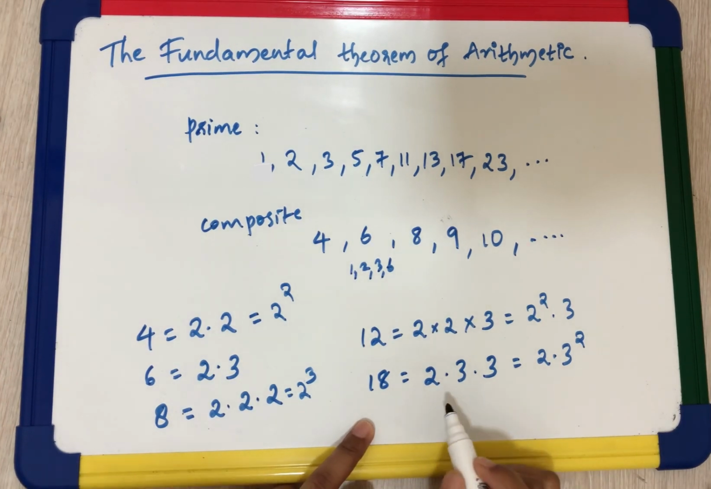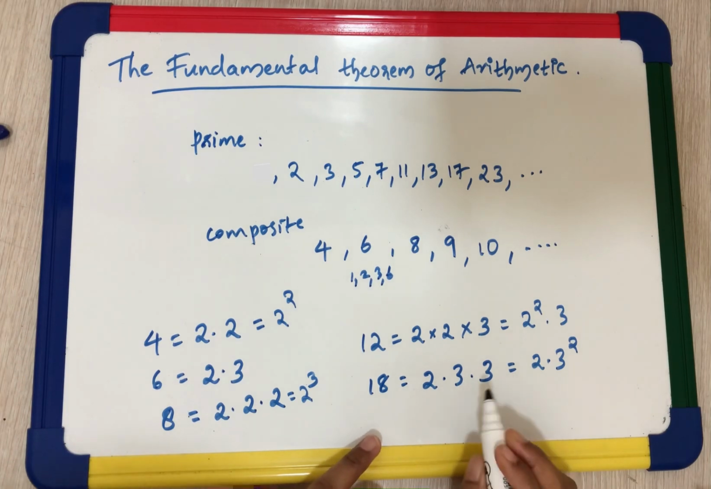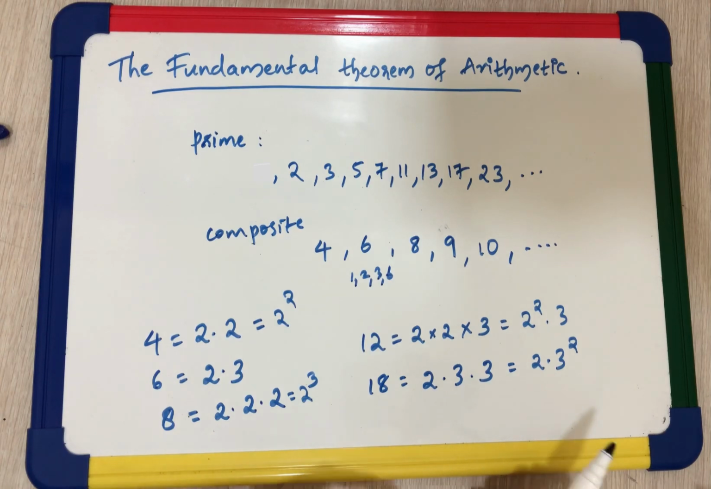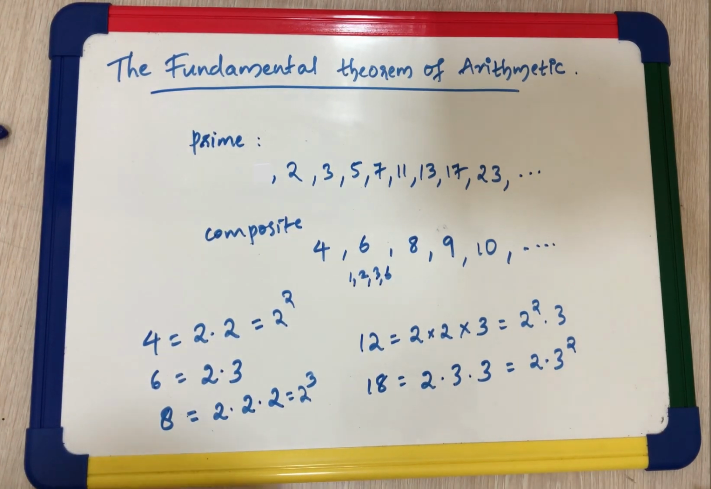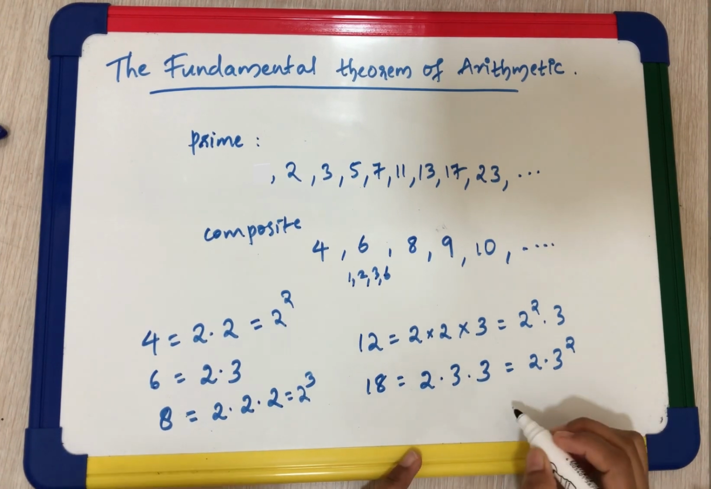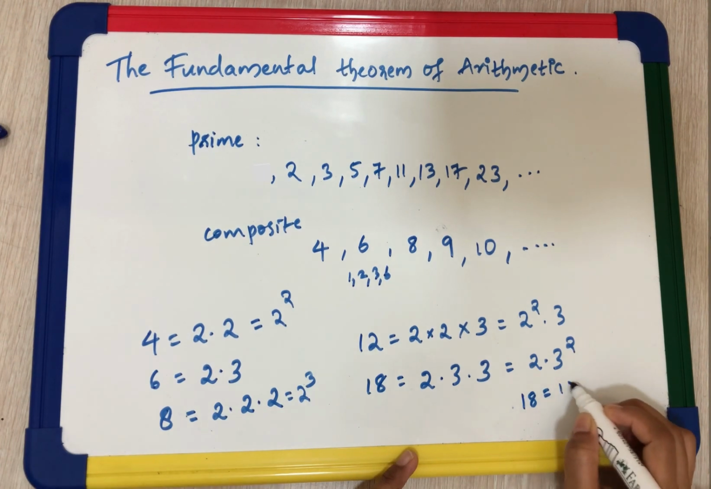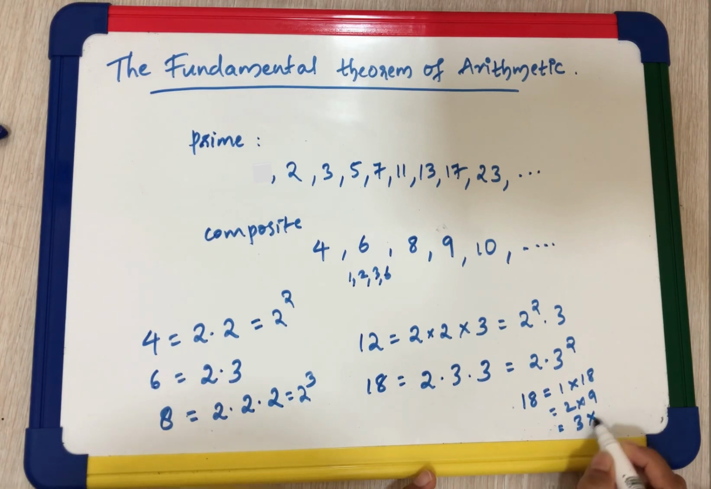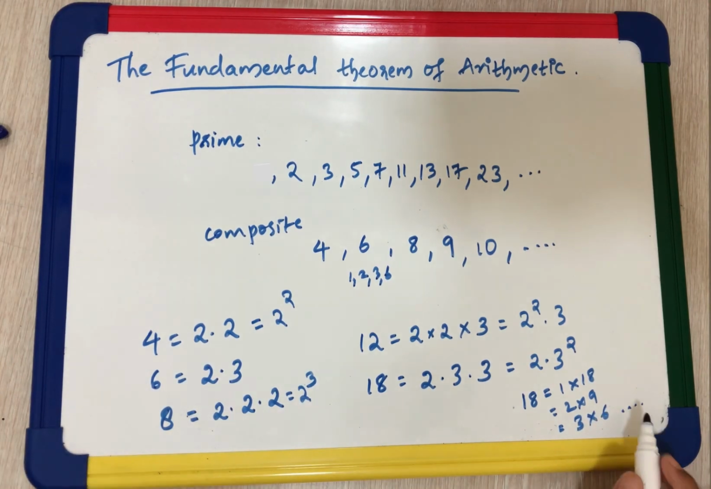Here see, the only prime factors involved in the factorization of 18 are 2 and 3. No other prime factor. The order can be changed. That is, we can write 18 as 3 into 2 into 3 or 3 into 3 into 2. Only the prime factorization is unique. Non-prime factorization need not be unique. See, 18 can be written as 1 into 18, 2 into 9, 3 into 6, etc. The non-prime factorization need not be unique, but the prime factorization is always unique.